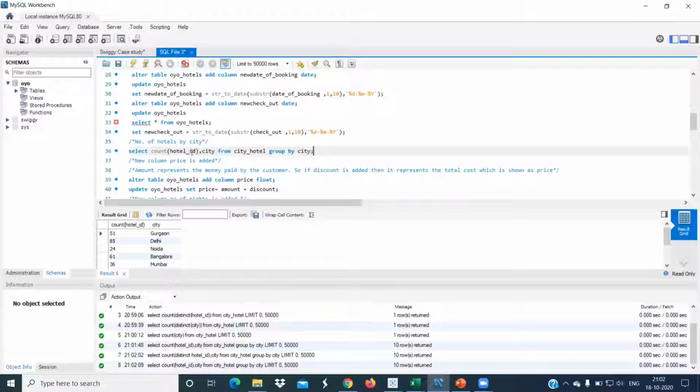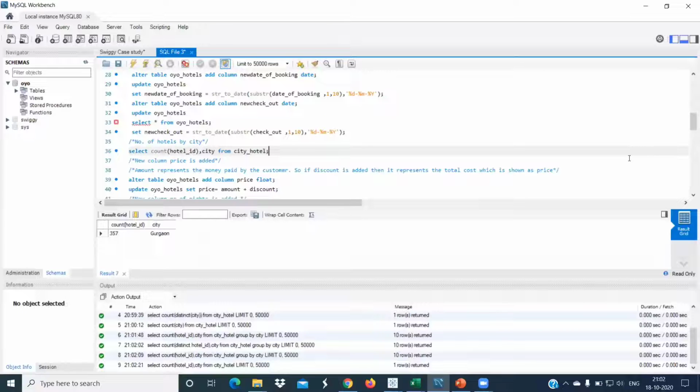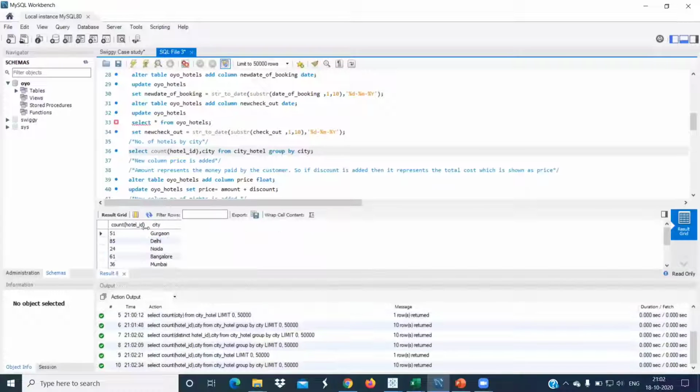So select count of hotel ID, city from city hotel, and it should be grouped by city. So if this group by city clause is not present, it will give us the sum of the hotels, that is 357. So this is not a correct value. So the group by city clause is very important. Then only we will get the number of hotels for each city. We can see that Delhi here has the most number of hotels, while Kolkata has the least number of hotels.